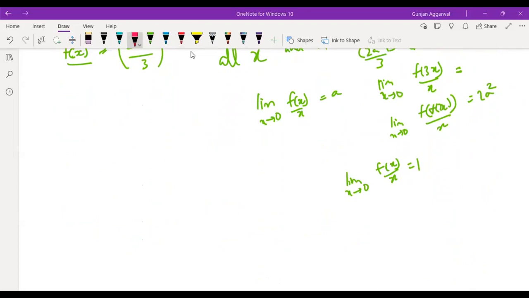Condition 2a, 3a is greater than or equal to 2a squared. Because essentially limit x tends to 0 of f of 3x by x should be greater than or equal to limit x tends to 0 of f of 2x by x plus limit x tends to 0 of x by x, and the third one is not f of x by x. Basically, I'm just dividing all three terms by x since x is not 0, and the inequality still holds: 3a is greater than or equal to 2a squared plus 1.